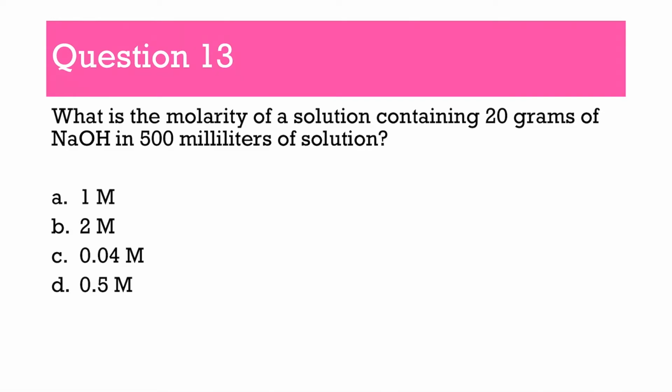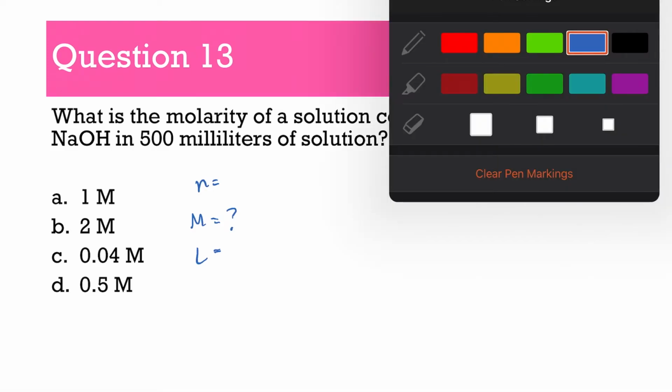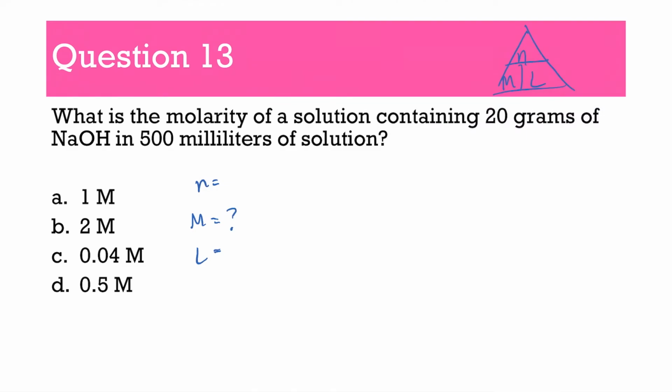Okay, number 13. What is the molarity? So again, we're going to use our molarity triangle. Molarity, moles over liters. What is the molarity? So we're looking for that. Containing 20 grams of NaOH in 500 milliliters. So this is the hardest possible molarity question you will ever see. So your first thing should be to convert the milliliters to liters, so 0.5 liters.